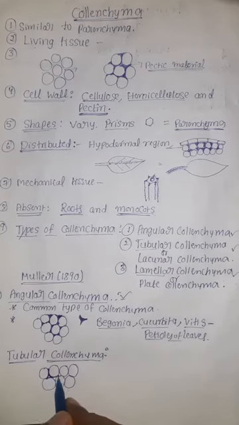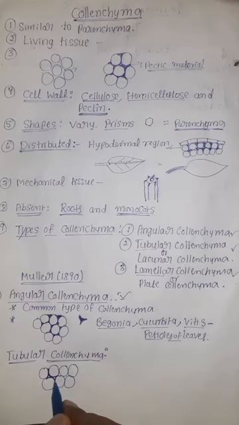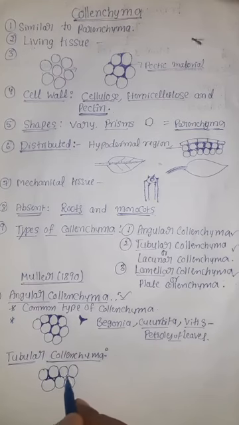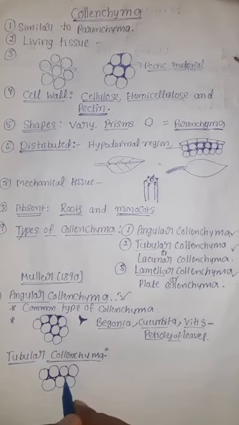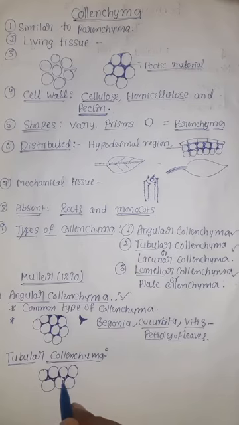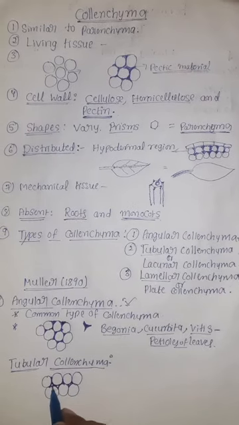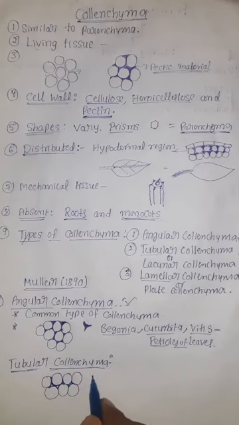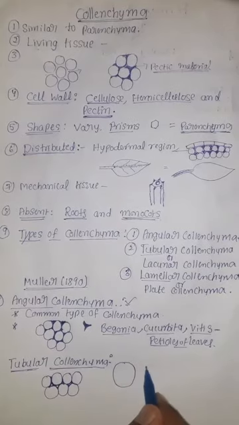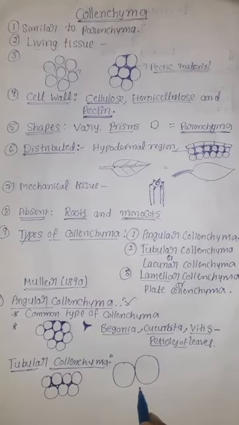In the same way, here also the pectic material is only deposited on the inner spaces of walls, so that it will leave small gaps. That's why it is called tubular or lacunar collenchyma. Means, for example, here I will draw. It is in the initial stage.